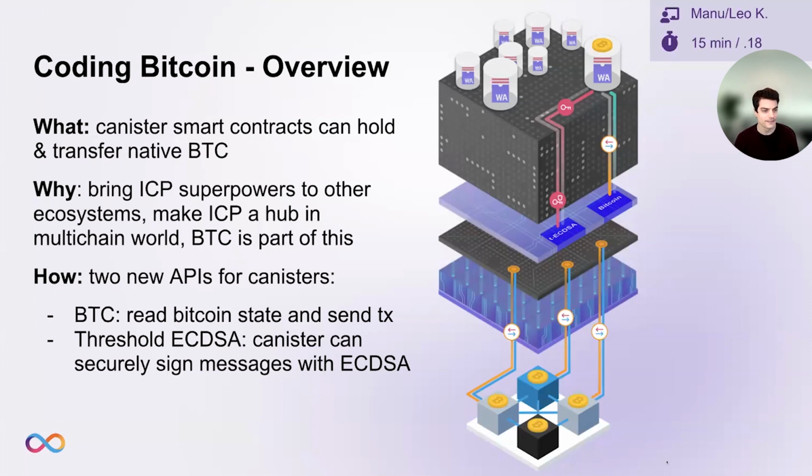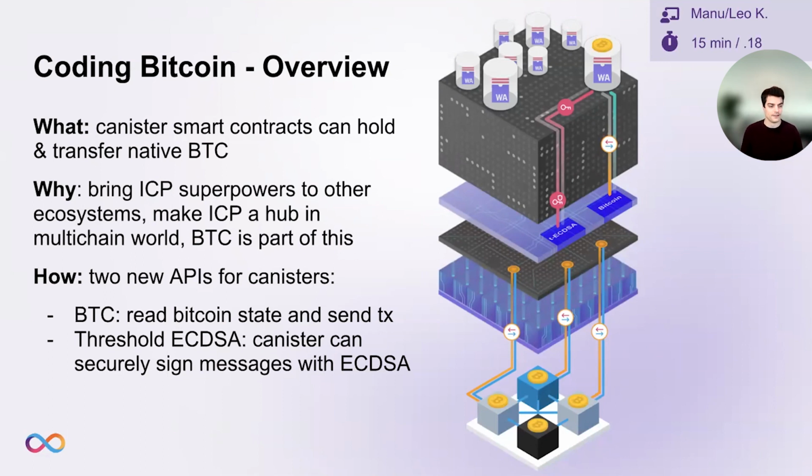So what is this coding Bitcoin? It's an effort to let canister smart contracts running on the IC hold and transfer native Bitcoin. So the canister controls real Bitcoin, which lives on the Bitcoin blockchain. We want to do that because we think that the internet computer has a lot of superpowers that we want to bring over to other ecosystems. So we can have smart contracts in a scalable, very fast and cheap way, and now we can use all this cool stuff also with Bitcoin. This way we can make the internet computer a hub in a multi-chain world, and this Bitcoin integration is one part of that.